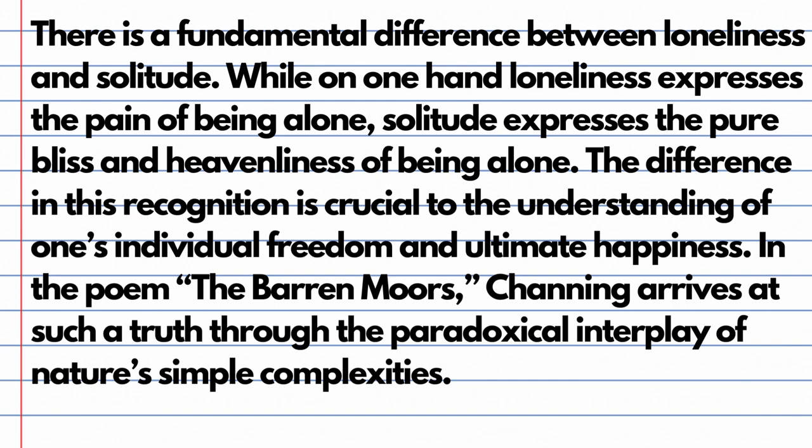So we're at the fourth sentence, terms, devices, techniques, construction of meaning. In the poem, The Barren Moors, Channing arrives at such a truth through the paradoxical interplay of nature's simple complexities. And I like that they use the term paradox and create a paradox for the thesis, nature's simple complexities, right? How can something be simple and complex at the same time? So I thought that was very artful and definitely a sophisticated way to articulate the thesis.